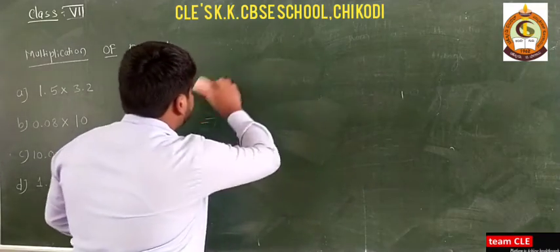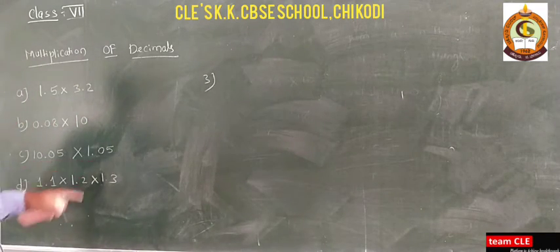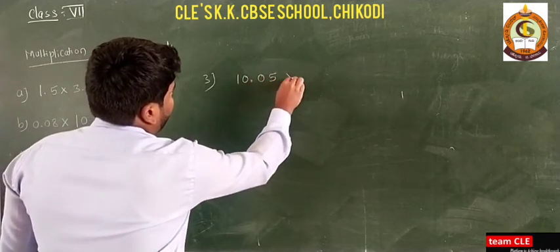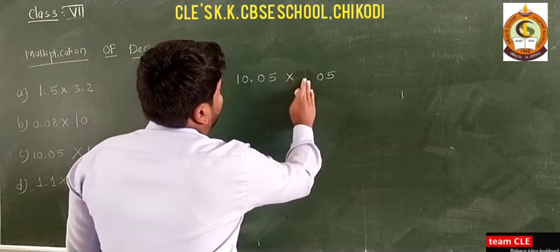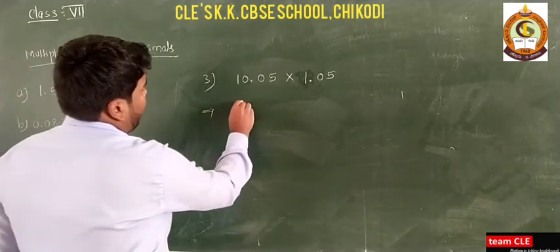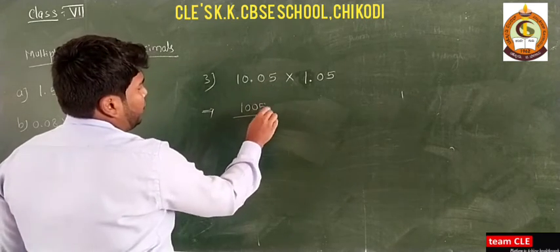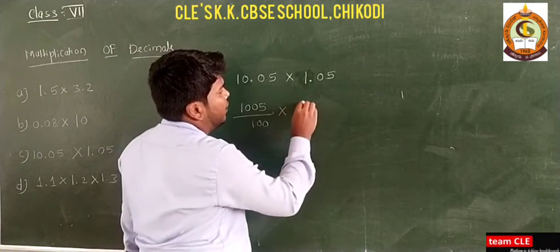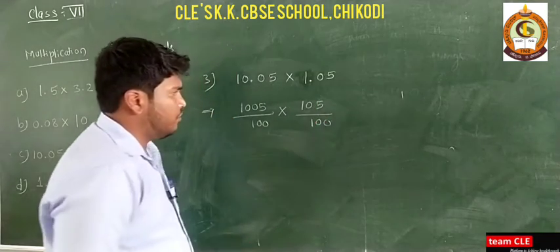Second one, third one I have as 10.05 into 1.05. Okay, so 10.05 into 1.05, you can write this as 1005. This is after 2 decimal points, means I can write this as 100. Similarly 105 by 100, because it is also after 2 decimal points.